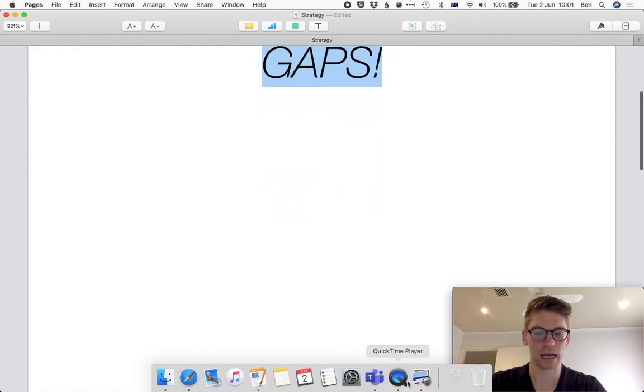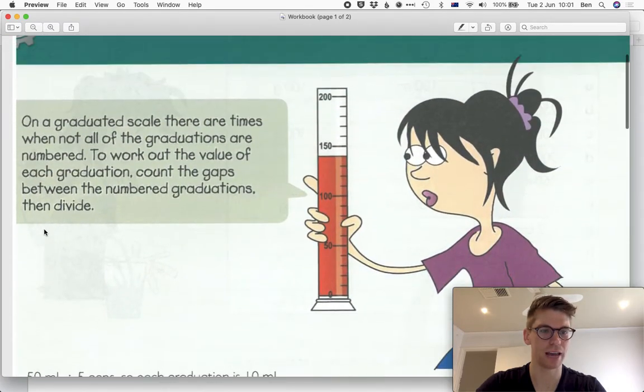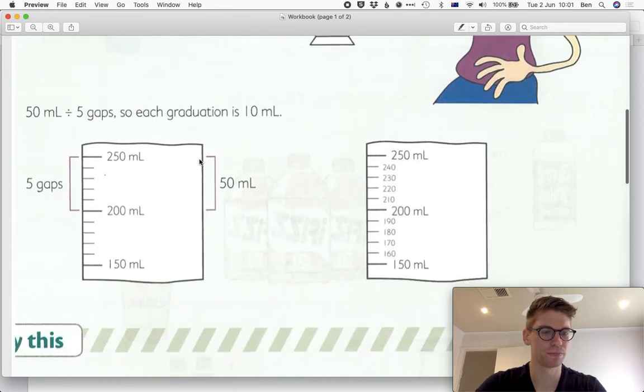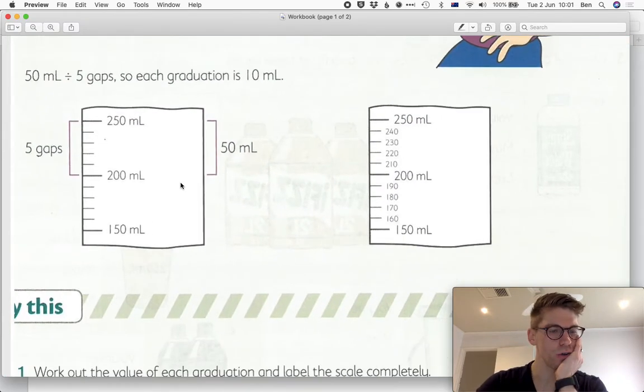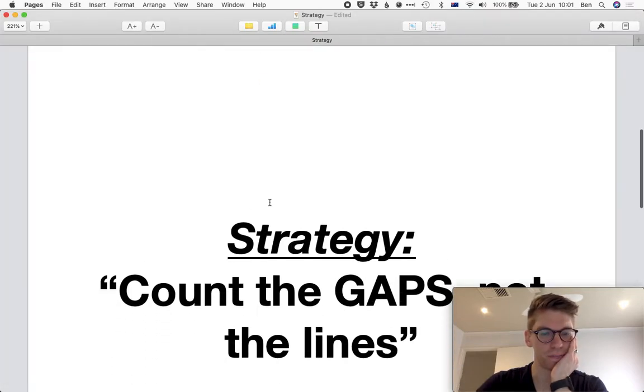Let's have a look at today's work for the smiling stuff. Look at that. Just like when you're measuring something for baking or something in science or cooking or whatever. Oh no, I've forgotten the strategy. What am I going to do? I will have to go back and read the strategy.